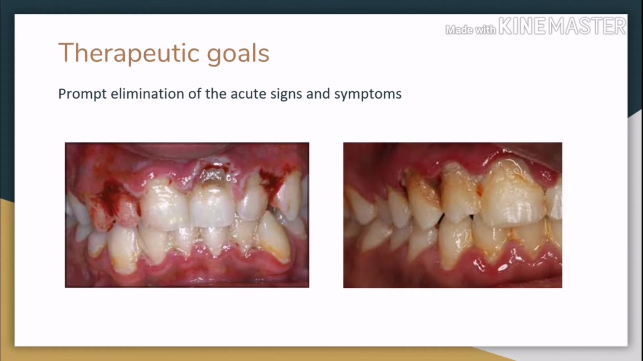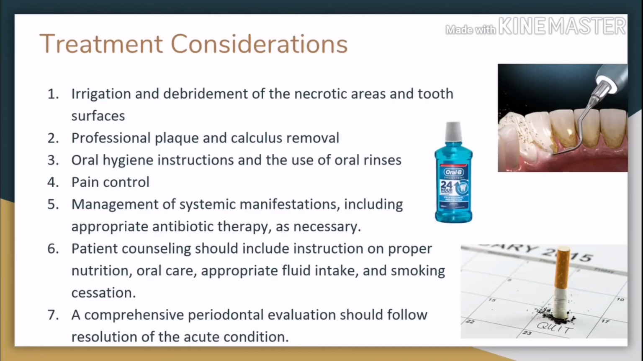Similar to gingival abscess and periodontal abscess, the main therapeutic goal for necrotizing periodontal disease is to eliminate the acute signs and symptoms rapidly. To achieve these goals, there are a few treatment considerations that can be done. First, irrigation and debridement of the necrotic areas and tooth surface, which is also known as the removal of damaged tissue around the areas.